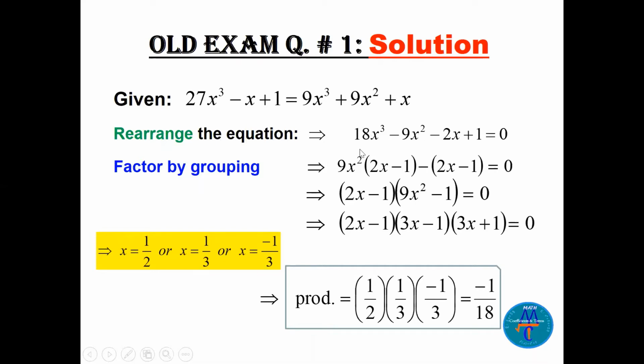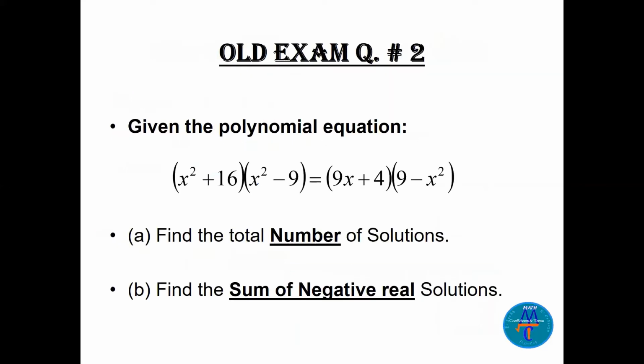Factoring by grouping. 9x squared is common in the first 2 terms. And there's a minus here, 2x minus 1. Then take the 2x minus 1 factor, grouping, and then 9x squared minus 1. It will be 3x minus 1, 3x plus 1. So there are 3 solutions. If you multiply them, you get minus 1 over 18 as the product.